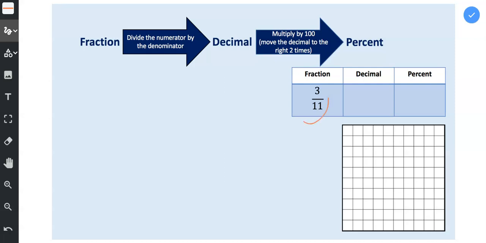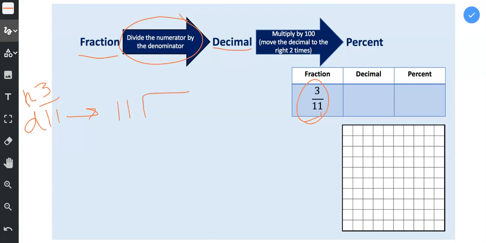Let's begin by changing 3/11ths to a decimal. To change a fraction to a decimal, we divide. So I take the 3/11ths, I label the numerator and the denominator. The denominator, 11, or the horse, stays on the outside. The numerator, the 3, the rider, goes on the inside.